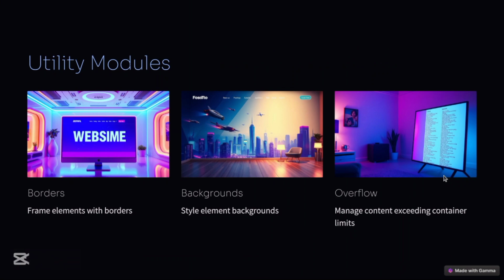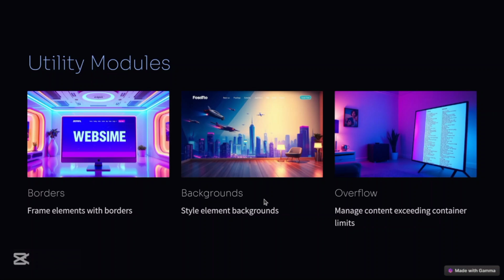And then moving on, we're going to look at some utility modules, that is things to do with borders, backgrounds, and overflow. Borders add frames to elements. Then we have backgrounds. Think about background image, background color, and everything. You may want to add some background image on your hero section. So if you understand how to work with backgrounds, you'll be able to design something of the sort that we are seeing here. Then we have overflow.